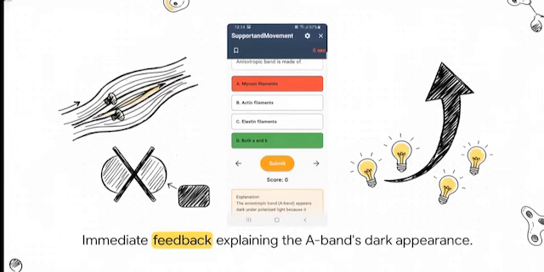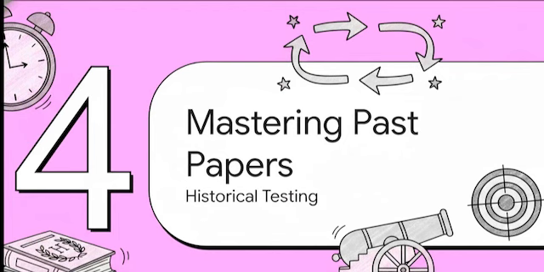Take a tricky biology question about the anisotropic band, or the A band. You're not just blindly guessing that it's made of both myosin and actin filaments. The detailed explanation makes sure you truly understand why the A band looks dark under polarized light. It perfectly reinforces those high-yield notes you read earlier with real active practice. Next up, Section 4, Mastering Past Exam Papers, or Historical Testing.